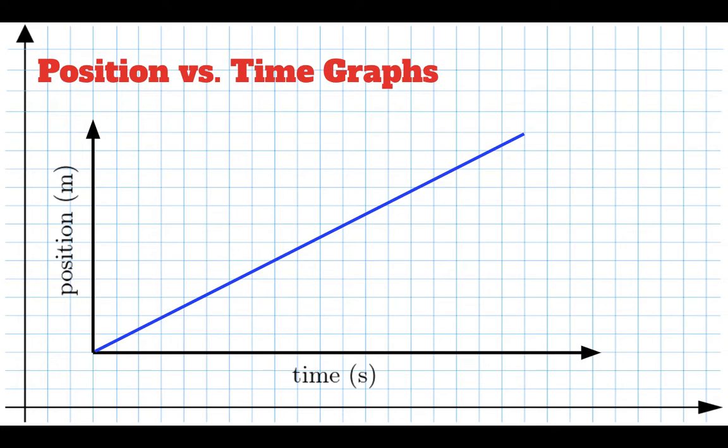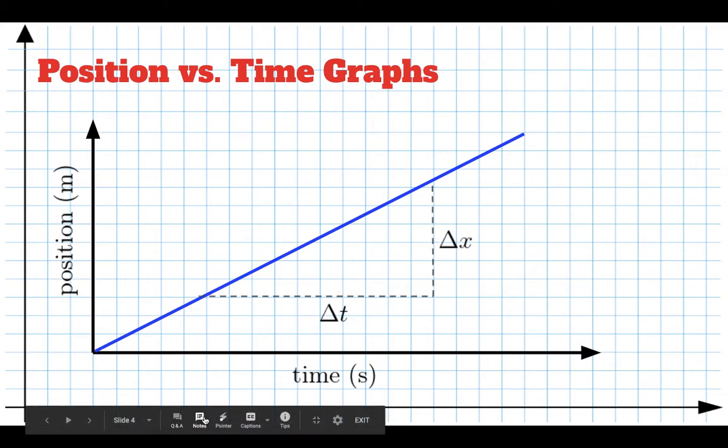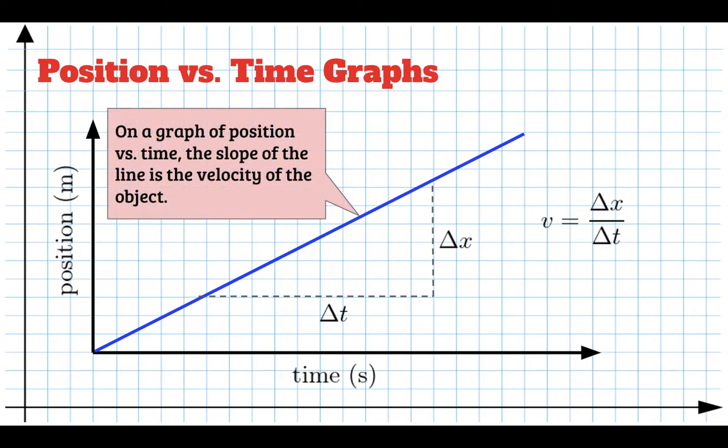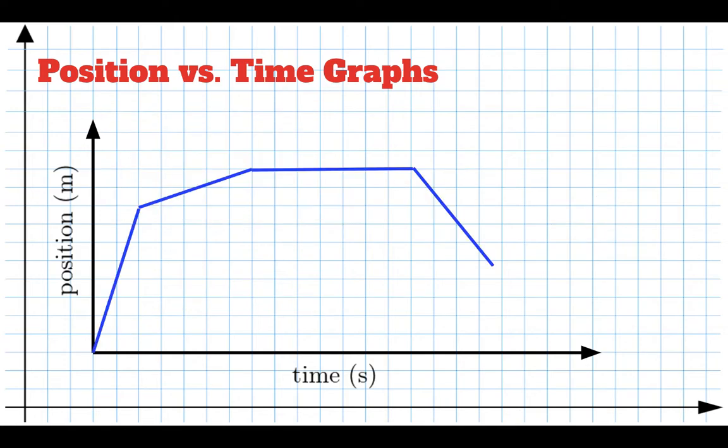Okay, so I think it's fairly well known at this point in your sequence in the course that if you graph position versus time, the slope of the graph tells you the velocity. And of course, slope is just the rise over the run. So if you take the rise, which is delta x, divided by the run, which is delta t, you get the velocity. So on a graph of position versus time, the slope of the line is the velocity.